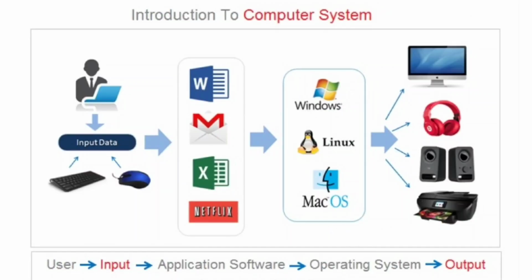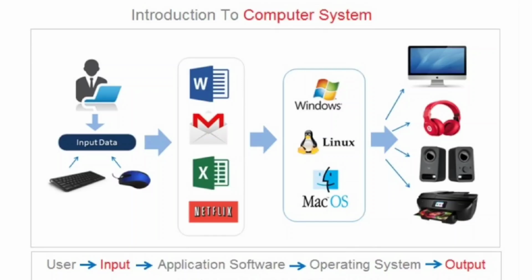And next you can see this computer system. For your input, the end user is giving some input, and that input is validated through the applications. For example, if you are using Word, Gmail, Excel, or watching movies on Netflix, you are using these applications, and these applications tie up with the operating systems.